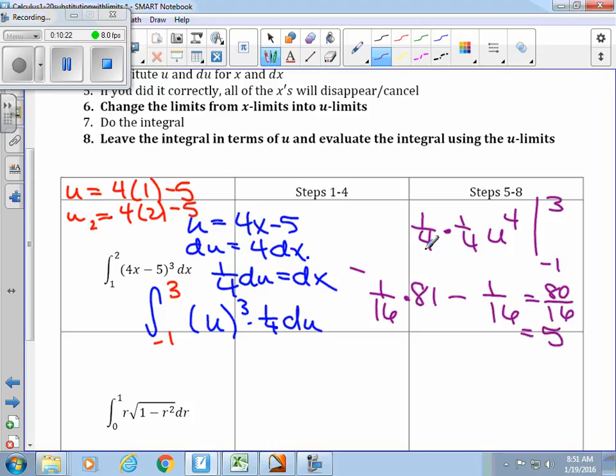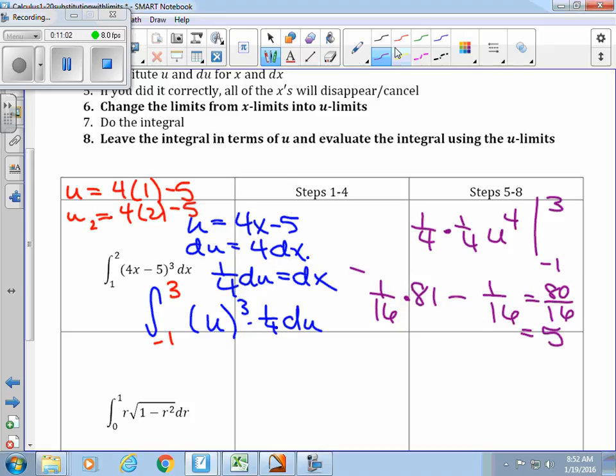So notice what I didn't have to do was put the 4x minus 5 back in. Now, some of you are going, well, why is that the same? What would have happened if I had put the 4x minus 5 in and then plugged in the 1 and the 2? When I plug in the 2, wouldn't 4x minus 5 give me the 3? Or, right? I'm going to get the same numbers either way. So I plugged in the 3 and I plugged in the negative. And subtracted.